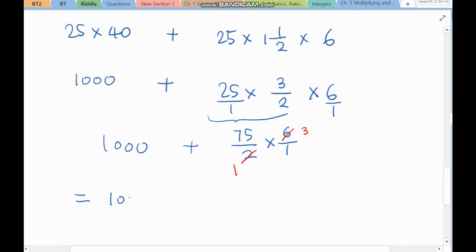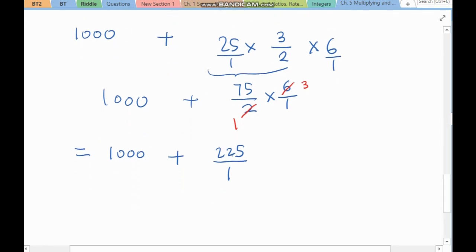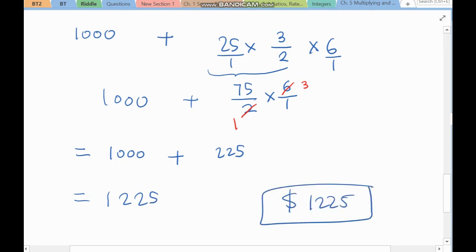Okay, then 1,000 plus. So 1 times 1, the bottom becomes 1. 75 times 3, so that is 225. So if you can't do mental math, you can just use your calculator. 75 times 3 is 225. Alright, everyone, 225 over 1. We can just omit the division bar and 1. So 1,000 plus 225 in total is $1,225. So the answer is this.